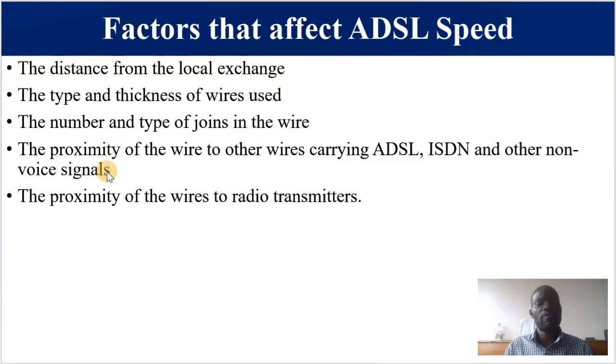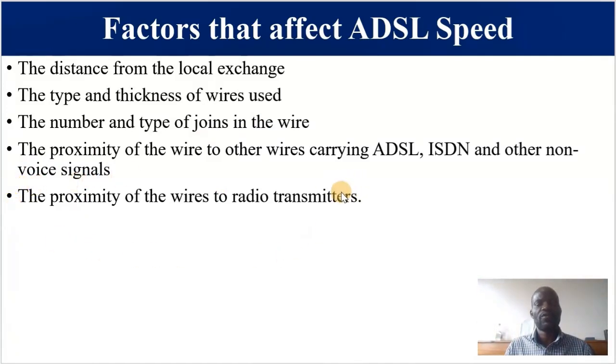Interference is a form of noise. We'll cover this when we do the Shannon-Hartley law. So we are saying interference from other lines like ISDN and also other non-voice signals results in less ADSL speed. And also some other signals that are not from the same line.